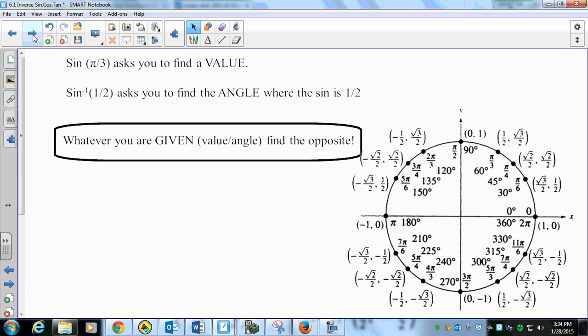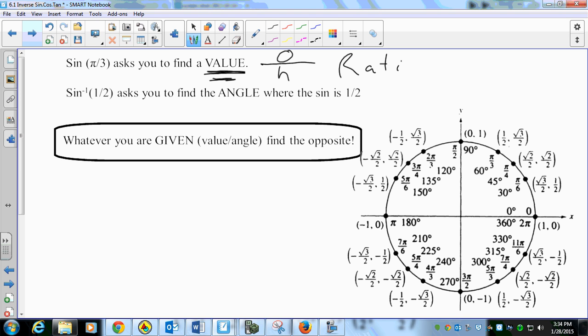Big thing that we really need to understand here is that when you're asked, find the sine of pi over 3, this asks you to find the value. In other words, what's your ratio of side lengths? So sine we know is opposite over hypotenuse. We associate that and call that the value. Sometimes I'll say, think of it as a ratio, because that's what it is.